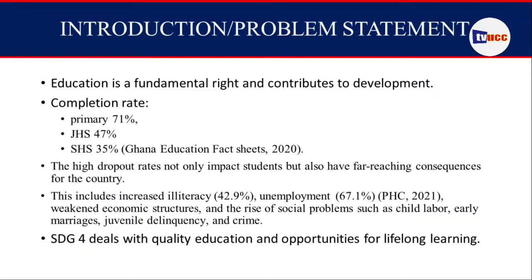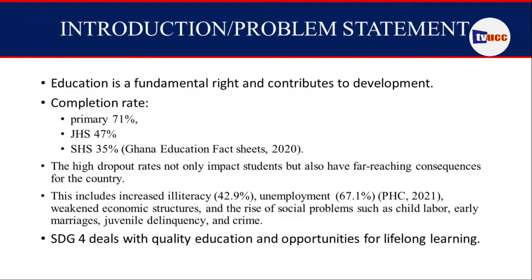This high rate of dropout does not impact only the students, but also has far-reaching consequences for the country, including a high illiteracy rate, which is about 42.9%, and unemployment, which is 67%. This is from the 2021 Population and Housing Census data. This also leads to weakened economic structures, as well as social problems such as child labor, child marriage, juvenile delinquency and crime.